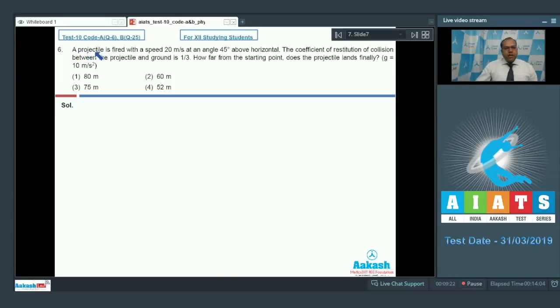Question number 6: a projectile is fired with a speed of 20 meters per second at an angle of 45 degrees above horizontal. The coefficient of restitution of collision between the projectile and ground is 1 by 3. How far from the starting point does the projectile land finally?